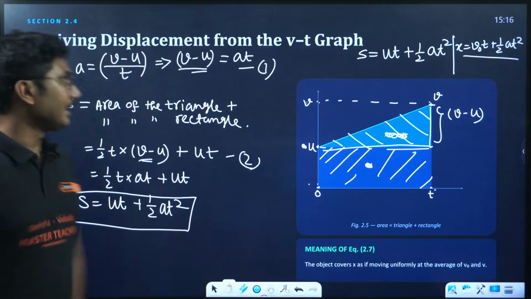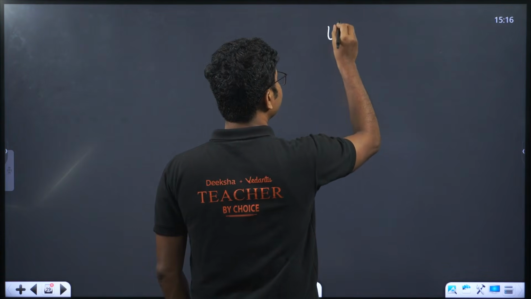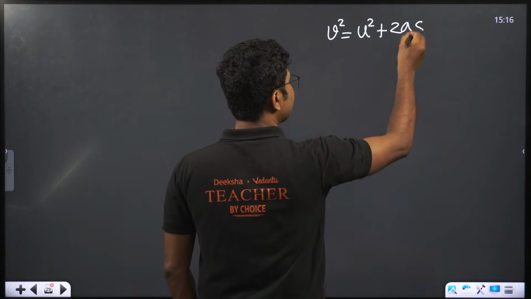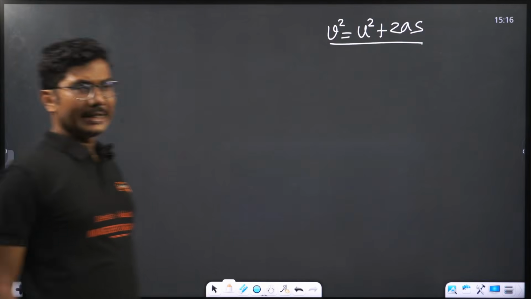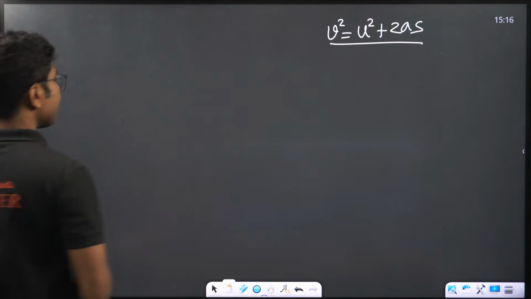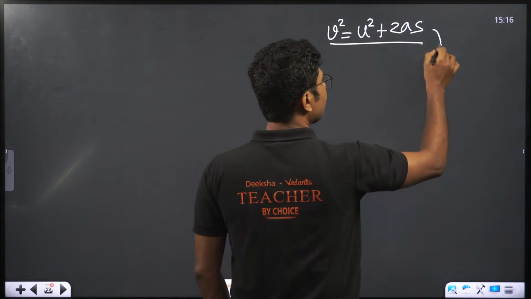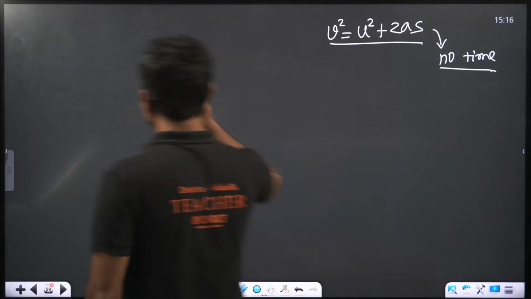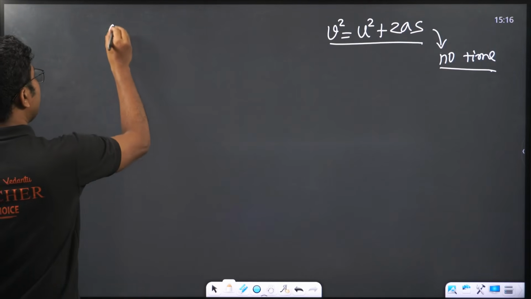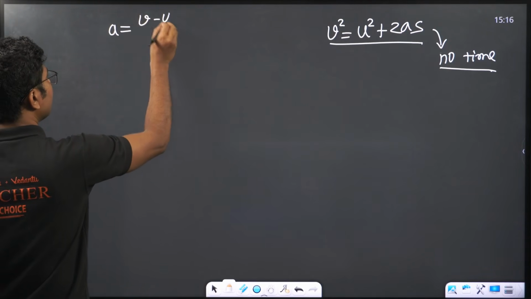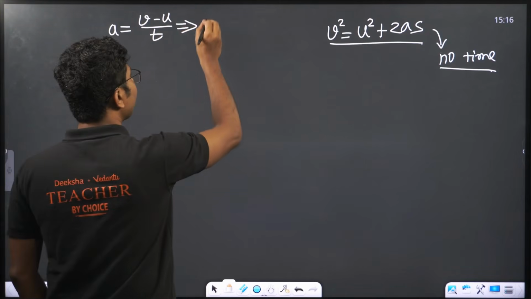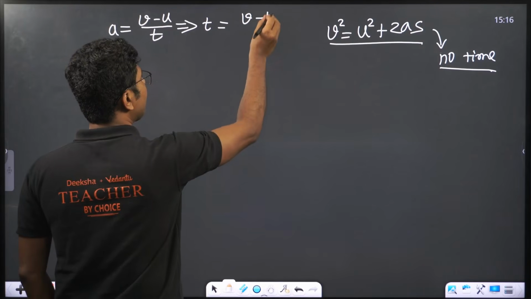Now another derivation from here is v square equals u square plus 2as. Okay, this is the second derivation. Again, in this equation, as you can see, there is no t, time is missing. We will start with the first equation again, which is a equals to v minus u by t. Now there is no time involved in this equation, so we will simply find time from this, which will be v minus u by a.